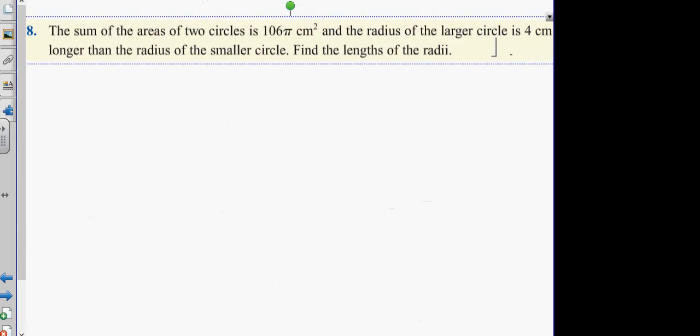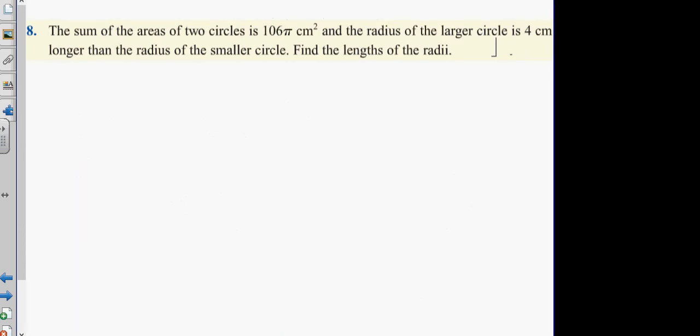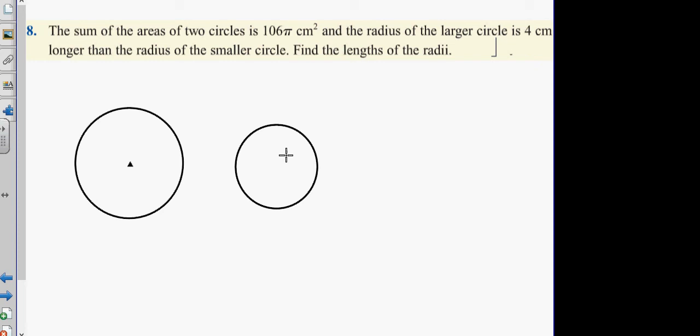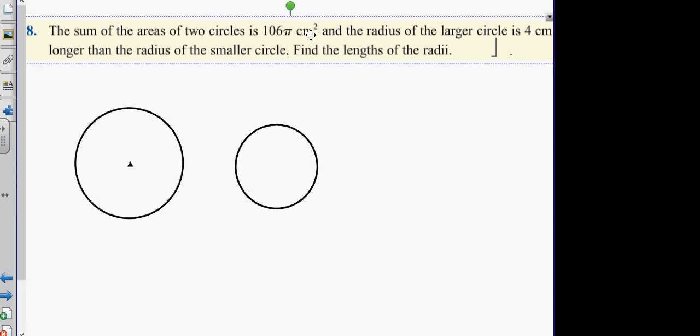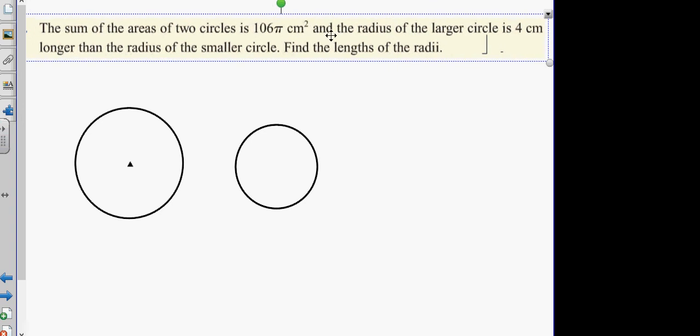Next question. The sum of the area of two circles is 106 pi, and I decided to draw a diagram. So we have two circles. I don't know what size they are. I'm just going to put them at two different sizes, and when we add them, we get 106 pi. Now, the radius of the larger circle is 4 longer than that of the radius of the smaller circle. Find the lengths of the radii.